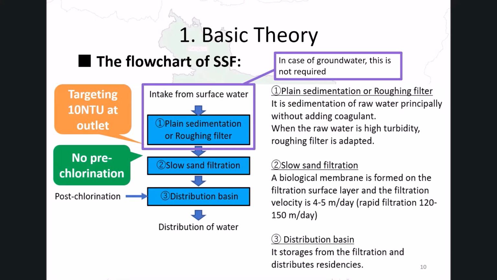Raw water first enters a plain sedimentation pond or roughing filter to reduce turbidity to around 10 NTU before filtration. No prechlorination is allowed because chlorine kills the microorganisms needed for treatment. Water then passes through the slow sand filter, where turbidity should be reduced to below 0.1 NTU and its filtration speed is 4 to 5 meters per day. For low turbidity groundwater, sedimentation may not be necessary. Chlorination is applied only after filtration, before distribution.